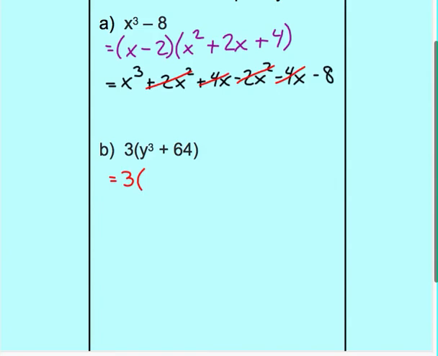Same process, cube root of y cubed plus cube root of 64. Again, first term squared, opposite sign, multiply the two terms together, always plus, second term squared. So I'm not going to go through this one to show you that it works, but again, we saw on the first one that the process works.